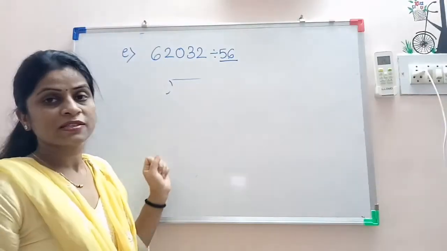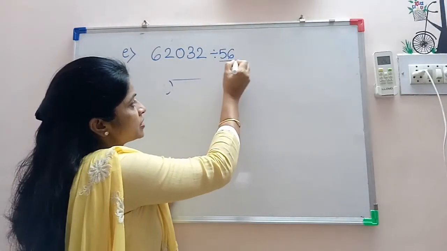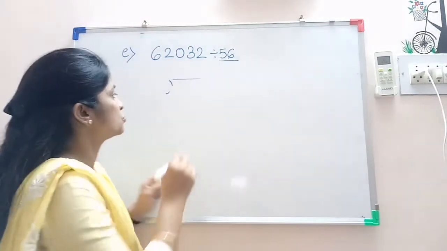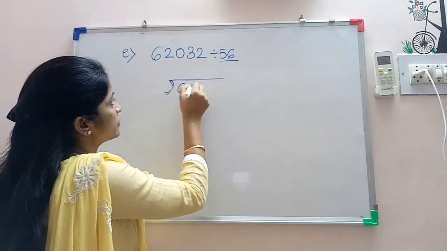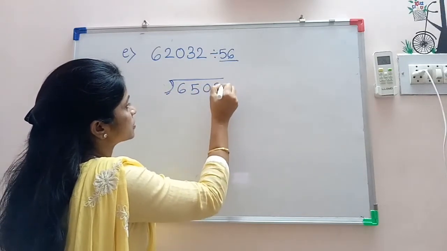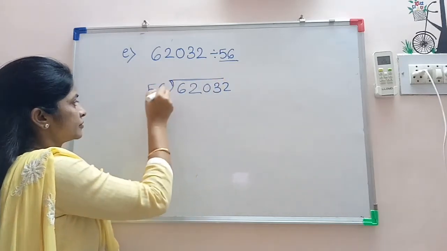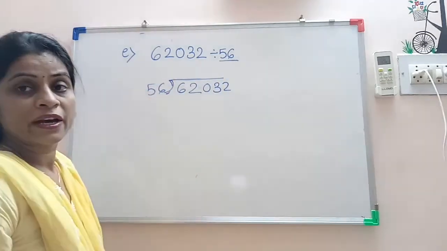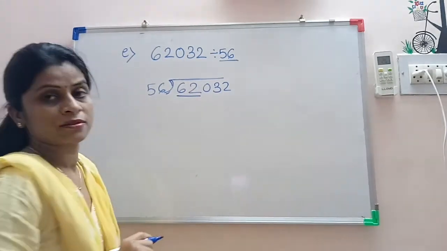Now let's see one more example of long division divided by 2 digit. 2 digit is a big number. Now let's see how to do this. Now, given number divided by 56. Now we are dividing by 2 digit number, so we will take first two numbers.